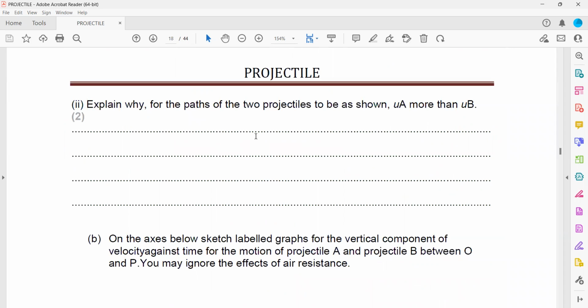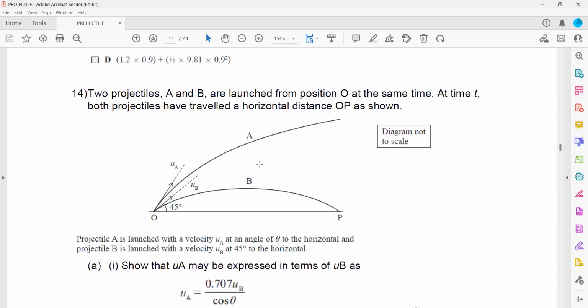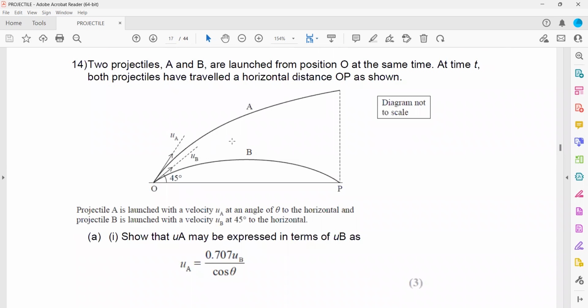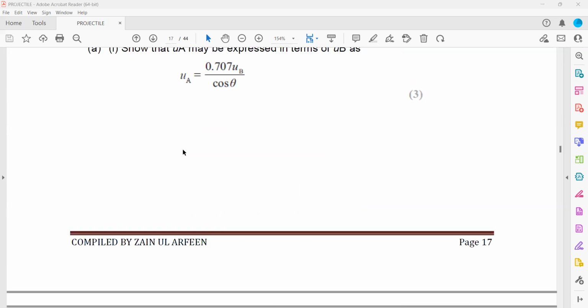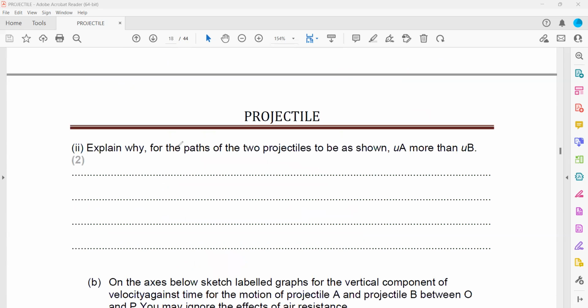Explain why, for the path of the two projectiles as shown, UA is more than UB. So what is the reason why UA, as you can see, is more than the second value UB? We have the formula UA cosine theta is equal to UB cosine 45. That is the expression, the previous expression.